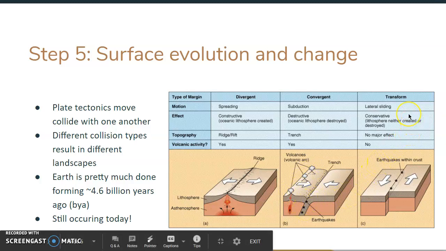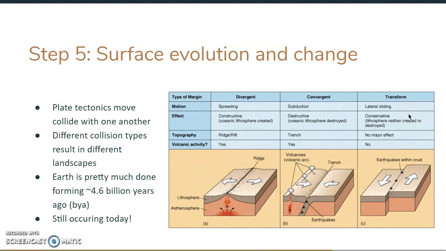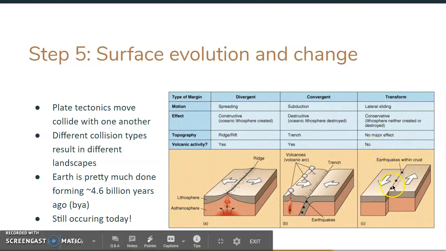Our final way that plate tectonics interact is by transform collisions. So this is a lateral sliding. You can almost think like if you had two pieces of paper side by side and push them apart, or maybe even two books, something a little thicker, they might want to grip together. So there's no major loss or gain of our crust and no volcanoes, but earthquakes can happen along this edge because there is that friction and that energy right there.